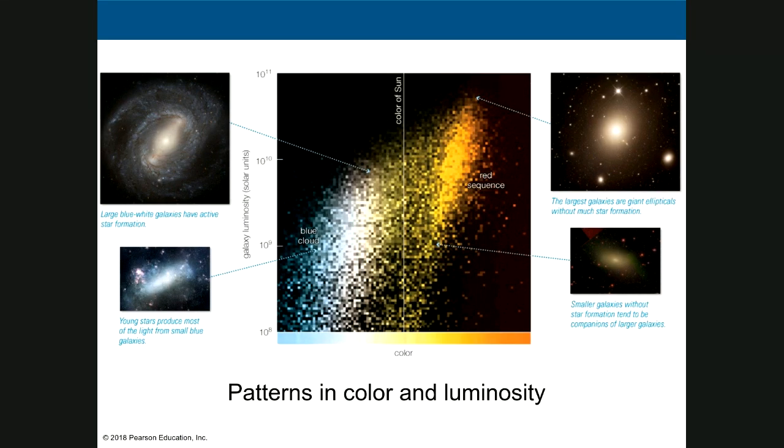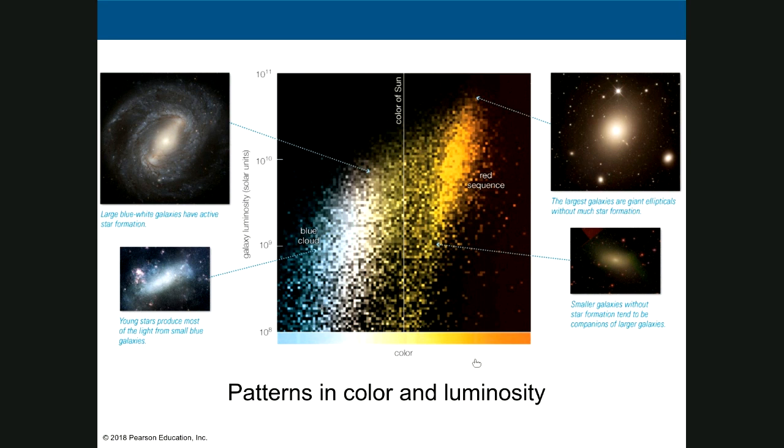So we can see here patterns of luminosity. So let's take a look at what this says. We see our color, right? And this represents the color of the sun. And this is the galaxy's luminosity in solar units and its color. So we want to point out, this galaxy would live here. It's large blue-white galaxies. It has active star formation. Young stars produce most of the light from small blue galaxies. So we can see that here. They're low luminosity, but very blue galaxies.